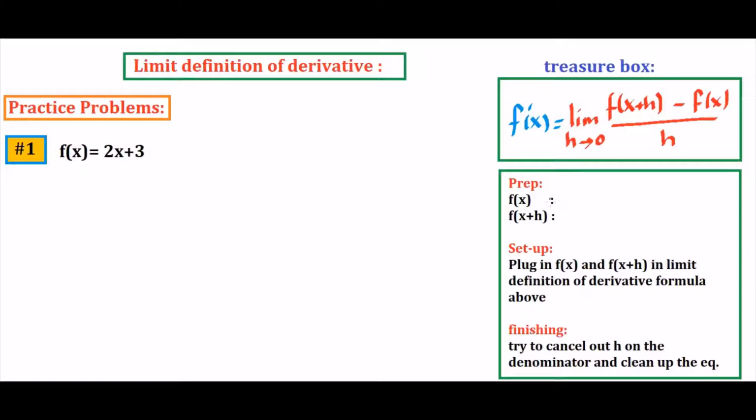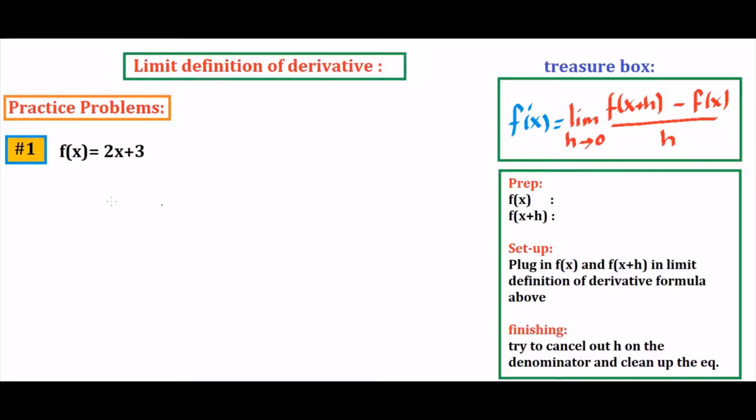No matter how simple or complicated, when we are starting a problem, first we're going to prepare f of x and f of x plus h. And then we're going to plug in f of x and f of x plus h values into the formula. Our main purpose is to cancel out the h in the denominator, because we would like to get rid of anything divided by 0, the undefined position. And then we're going to clean up and simplify the equation.